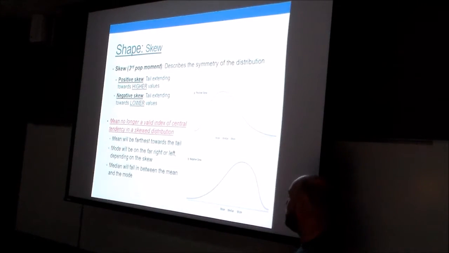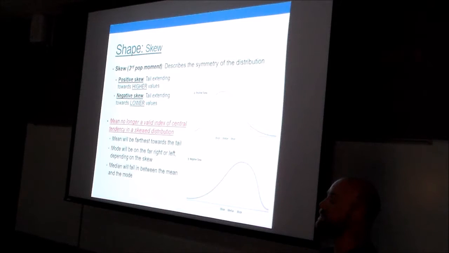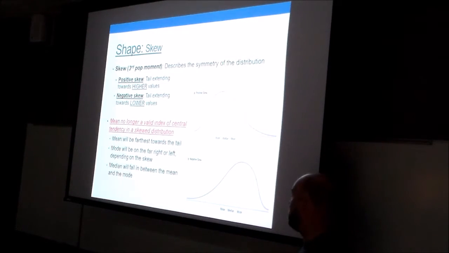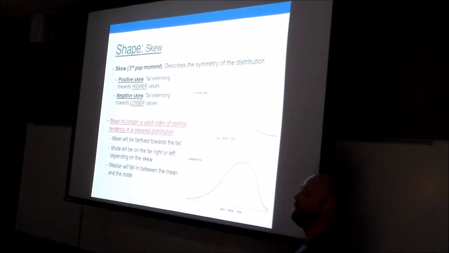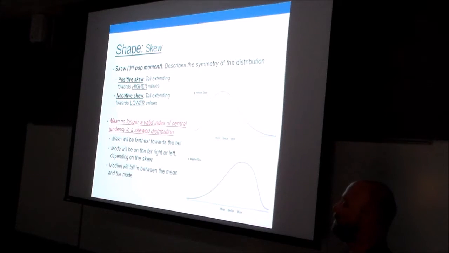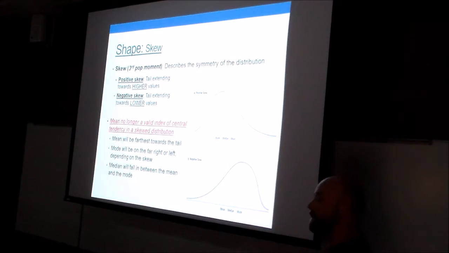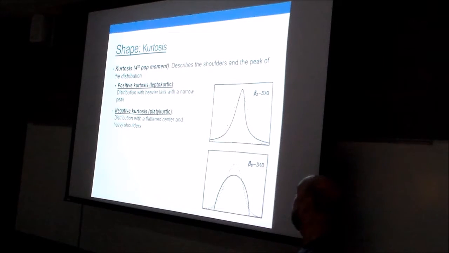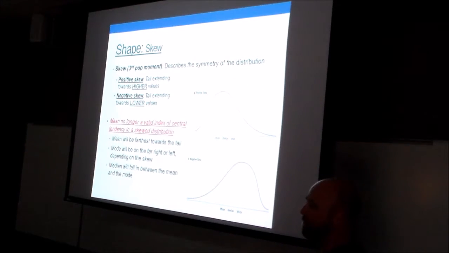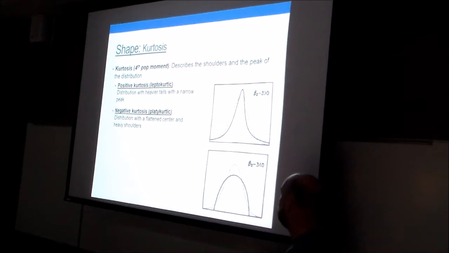Mean, no longer a valid index, right, if we've got a skewed distribution. Our mean will always be farthest toward the tail. Our mode will be to the far right or left. Median falling right in the center. Well, not right in the center, but somewhere in between those two when we're talking about a skewed distribution. The extent to which these are all spread apart depends on the extent of the skew. People familiar with skew in general?